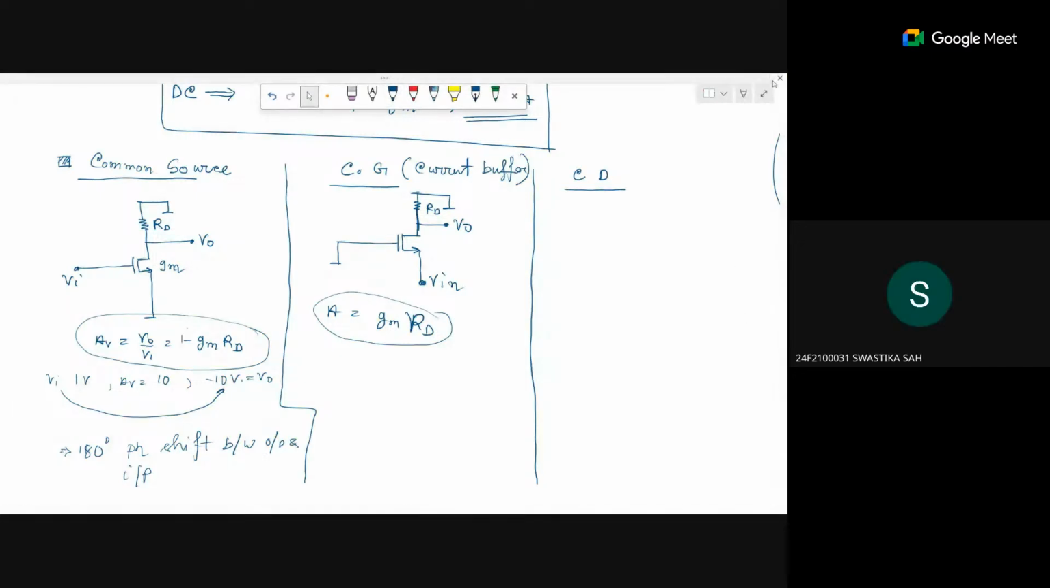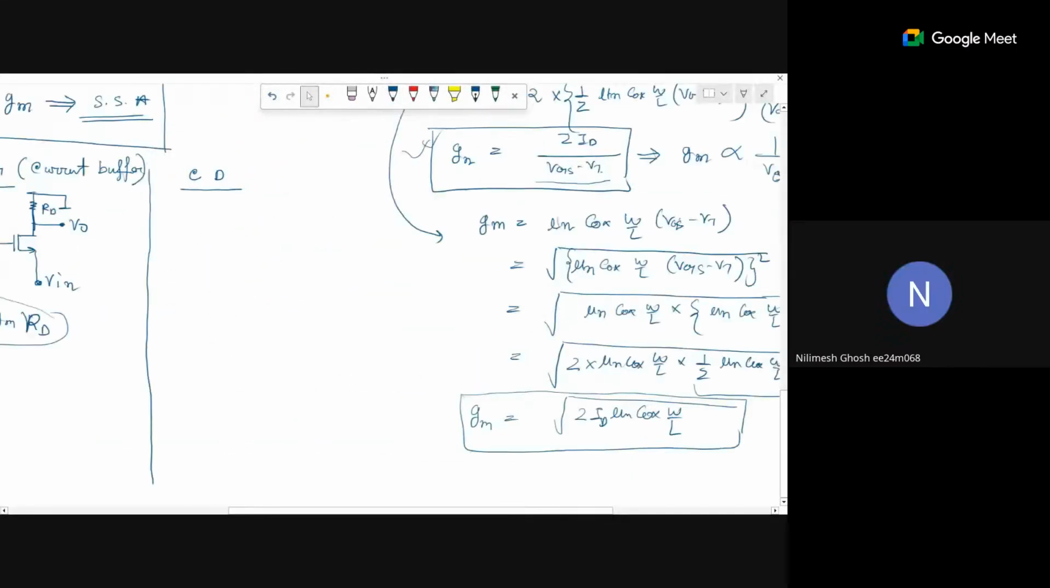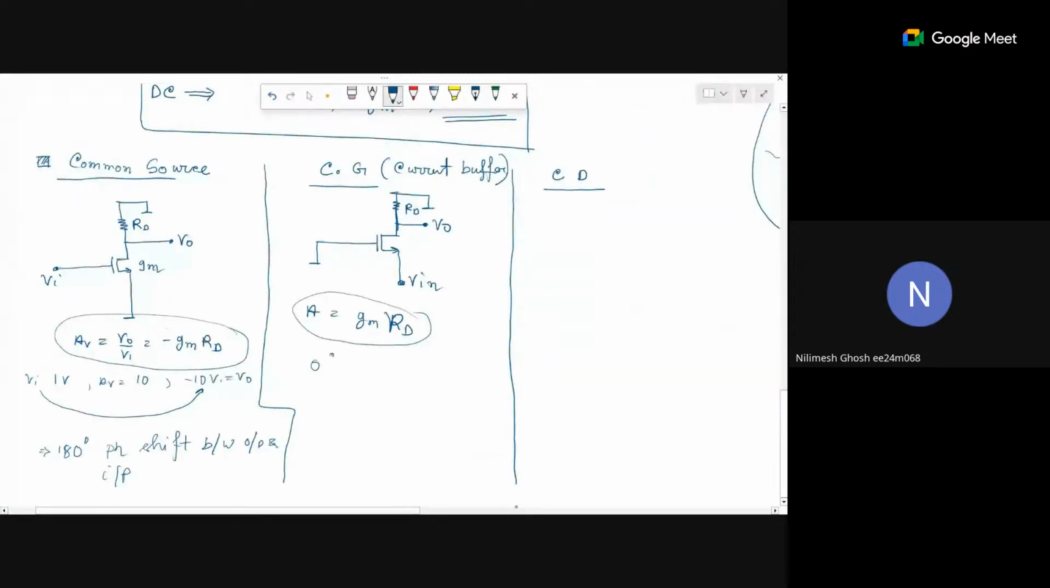Am I audible now? Yes, sir. Okay. So how much phase shift is there here? 0 degree phase shift, right? We are giving a positive voltage and we end up getting a positive voltage itself. And this is called a current buffer because the current gain here will be 1, because whatever current passes through the source will be the same current at the output. Whatever the source current is, it will be the same as the output current. That's why the current gain is 1 here.